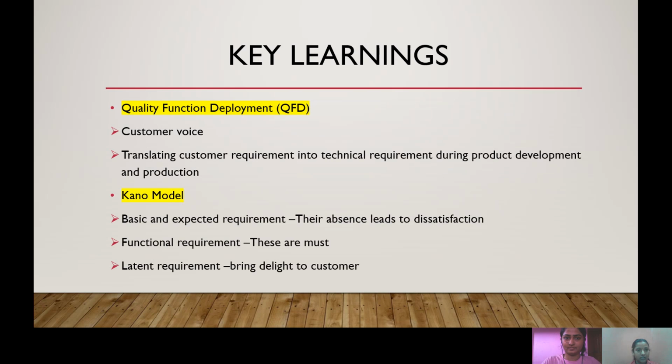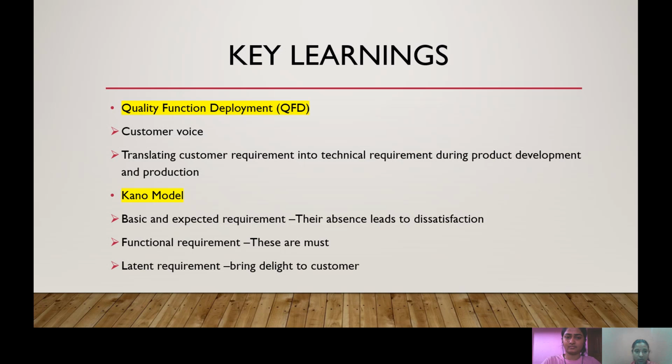So the key learnings are quality function deployment, QFD. This is to translate customer requirements into technical requirements during product development and production. So it says to identify the customer requirement and then identify the technical requirement, then correlate both during product design and production stage, so we can deploy all the customer requirements in the product.